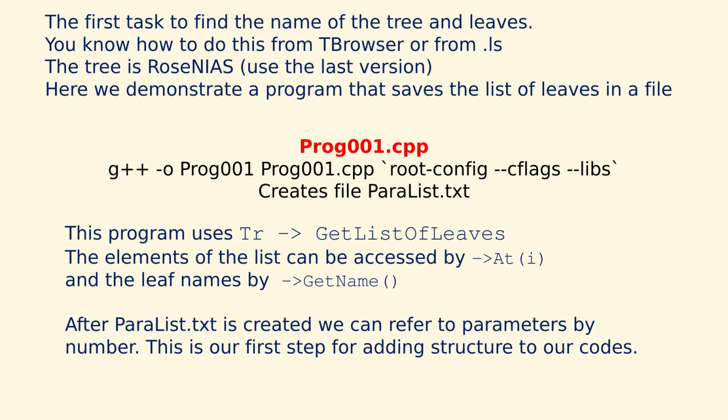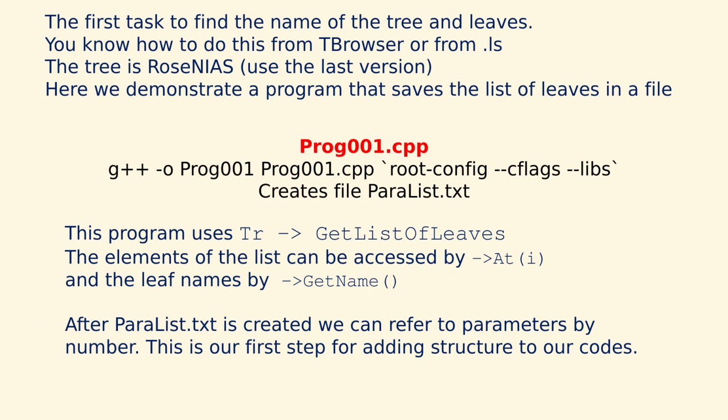So we are going to try to create a text file. The name of the file will be called paralist.txt. It will have two columns. The first column will be just 1, 2, 3, 4, 5, 6 in sequence, giving the parameter a number. That's just for our own ready reference. What is important is that in the second column, there will be the names of the leaves.